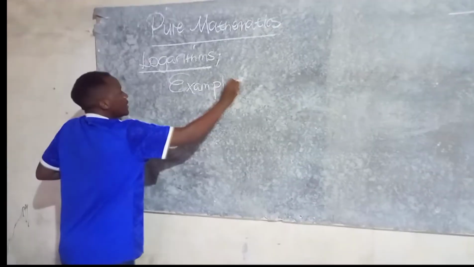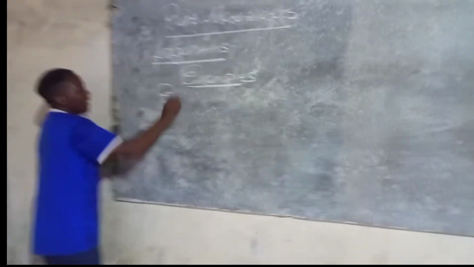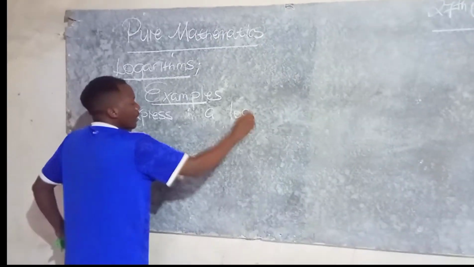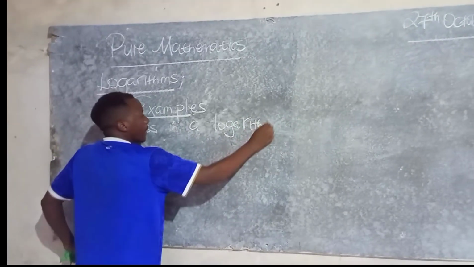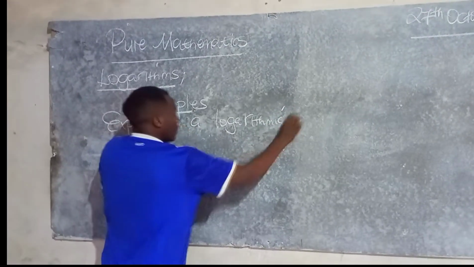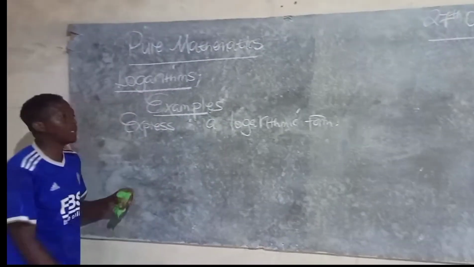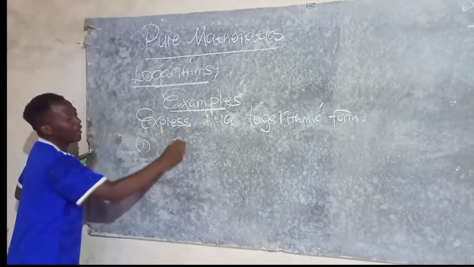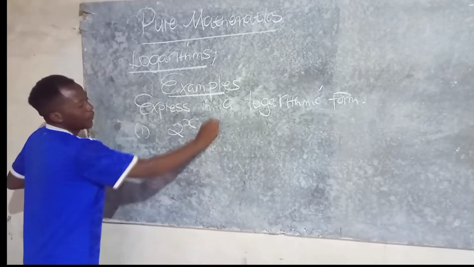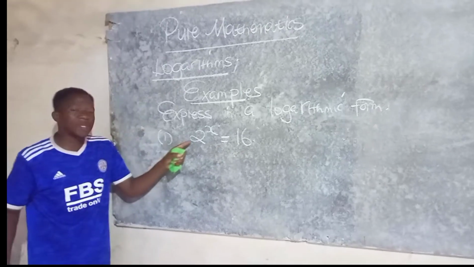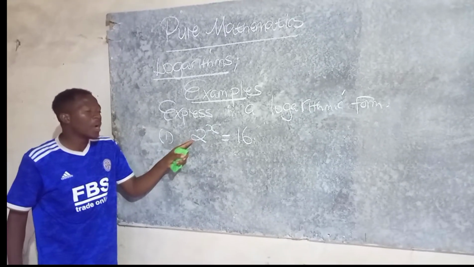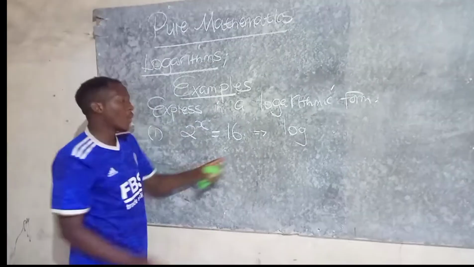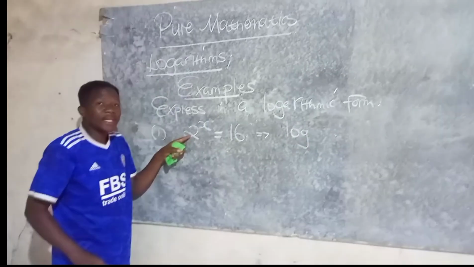Say, examples: express in a logarithmic form. Then here, 1, we have 2 to the power x is equal to 16. If we want to express this in a logarithmic way, this is going to become log. When it becomes log, this 2 is a base.